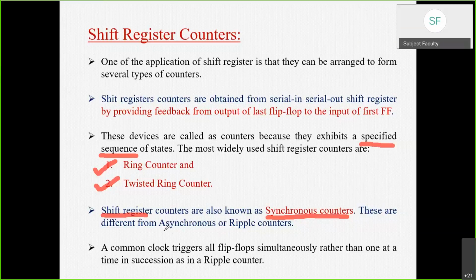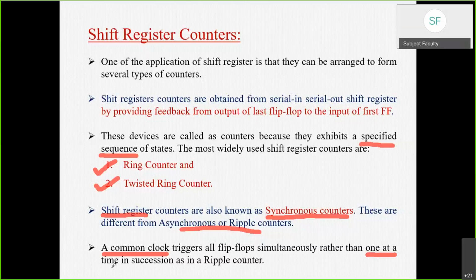These are different from asynchronous or ripple counters. These synchronous counters are different from asynchronous counters. Asynchronous is also known as ripple counter. Okay, so in which manner are they different? A common clock triggers all the flip-flops simultaneously rather than one at a time in succession as in a ripple counter. So in a ripple counter, what happens? The flip-flops are triggered one at a time.